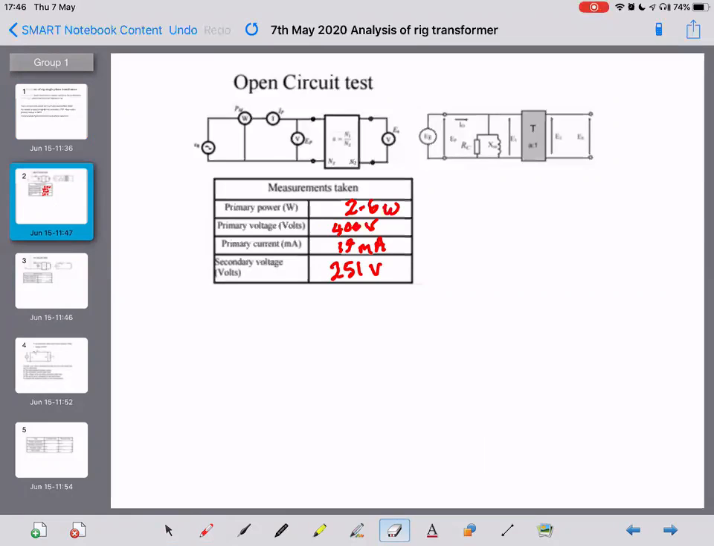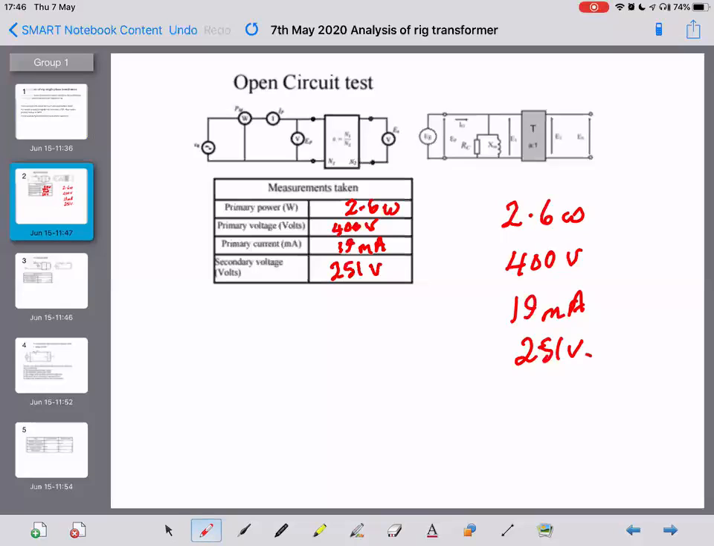So that's your 19 or 14 milliamps? 19. Yep. Hang on, I'll write them a bit bigger over here. 2.6 watts, 400 volts, 19 milliamps, and 251 volts. Now, have your handouts on that page got the formulas or not, or is it like my page, just with the table? Yeah, just like yours.